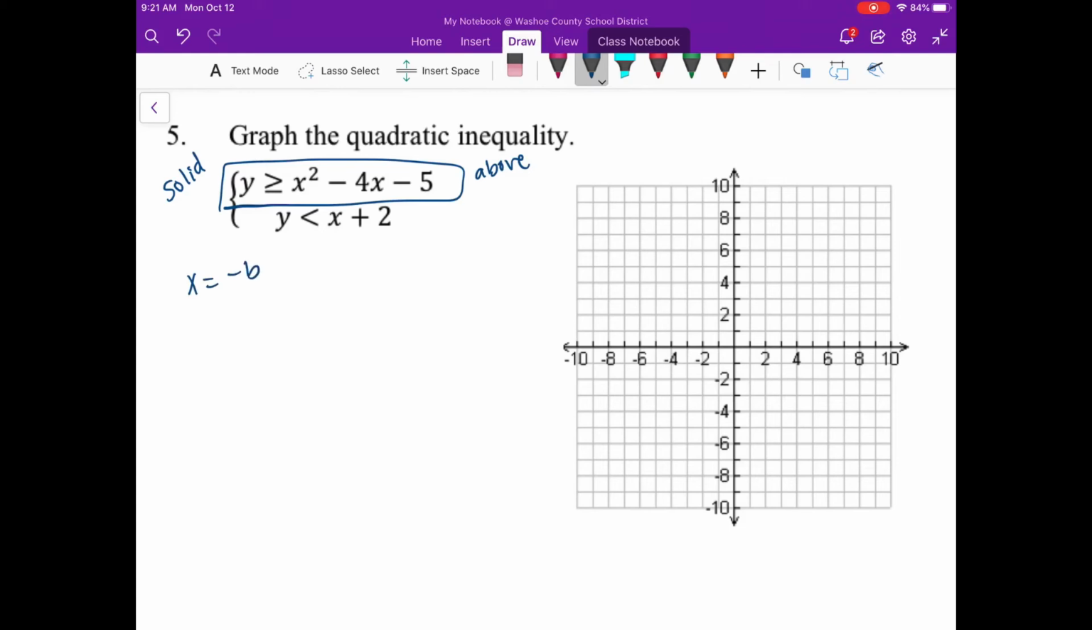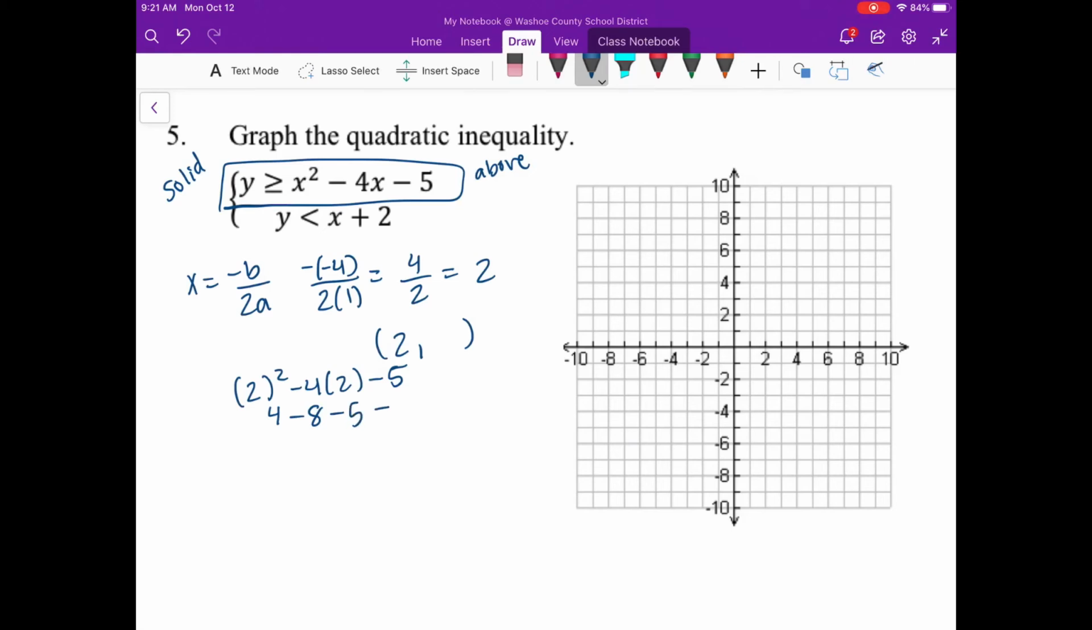So to find the vertex, I'm going to find x by doing -b over 2a. In this case, negative, and then b is -4, and a is 1, which gives me +4 over +2. So the x value of my vertex is 2. And then I have this 2 to substitute into my original equation. So 2 squared minus 4 times 2 minus 5. Go ahead and simplify that. I get 4 minus 8 minus 5, which gives me -9. So I have 2, -9 is going to be my vertex.